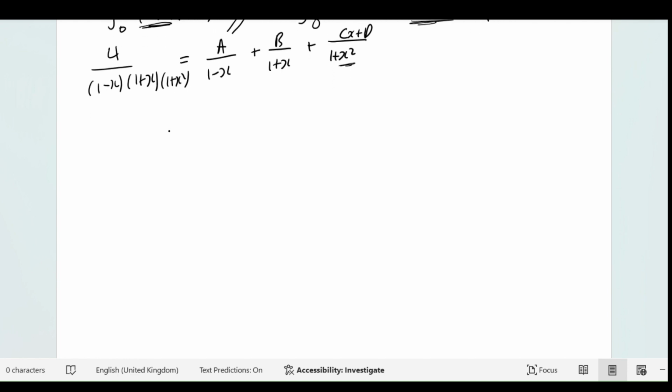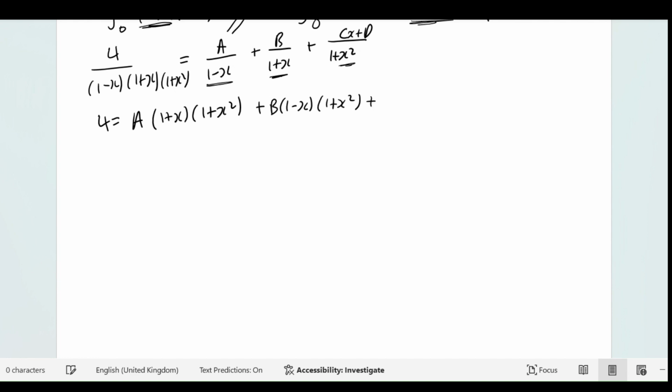What we're going to do is write 4 is equal to A, and we've already been given this 1 minus x term in the denominator, so we need the other two terms in the numerator. So we have 1 plus x, 1 plus x squared. For the B, we've been given the 1 plus x term, so we have the other two terms, so 1 minus x and 1 plus x squared.